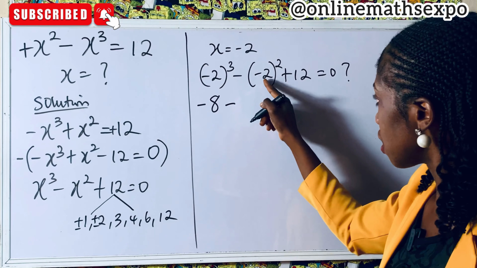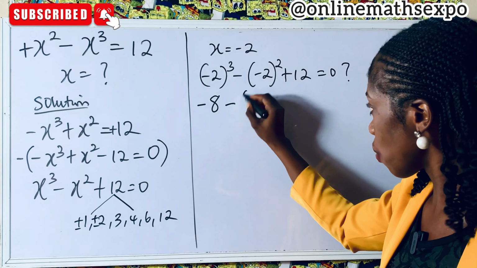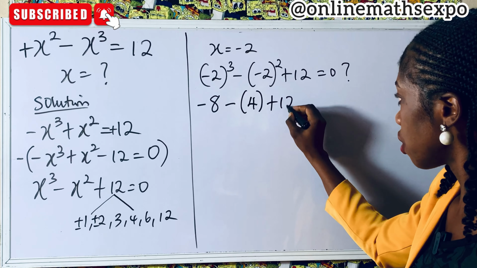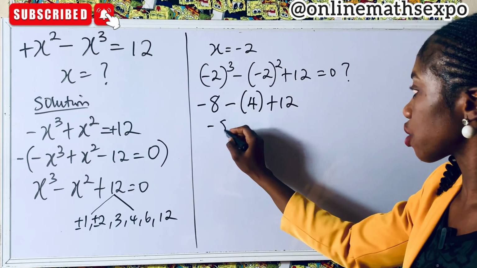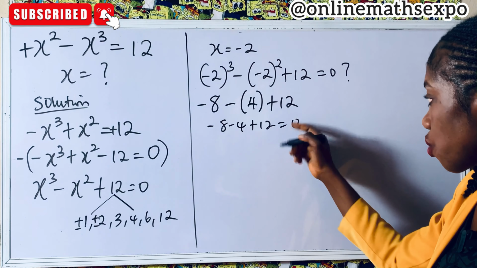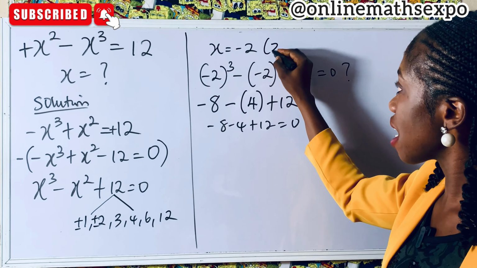Okay, then this is square. It will affect this and it becomes positive. So we're going to have positive 4. Now when you open up, you are going to add up this, and when you add it up, you see it will give you what? 0. So what it means is that x equal to negative 2 is a 0.